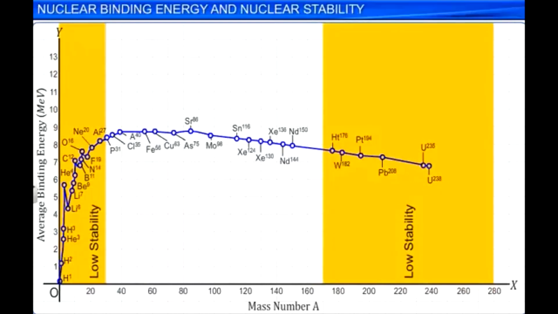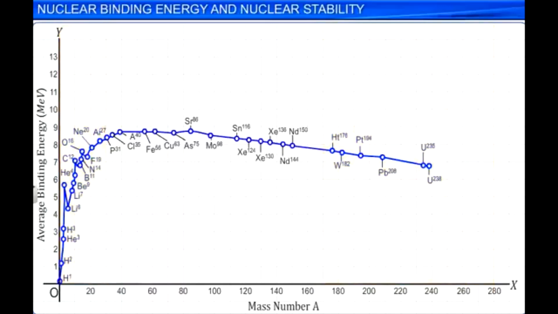From the observations of the graph, a few conclusions can be drawn regarding the type of forces that exist between the nucleons in the nucleus. To produce a binding energy of a few MeV per nucleon, the force between the nucleons should be attractive and sufficiently strong. The constancy of the binding energy in the range where mass number A varies from 30 to 170 shows that the nuclear forces are short-ranged.